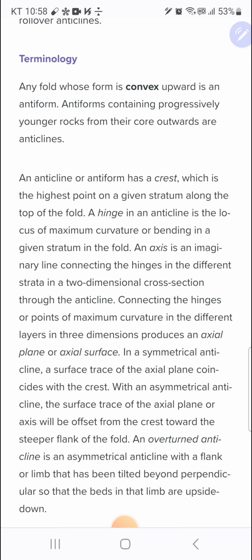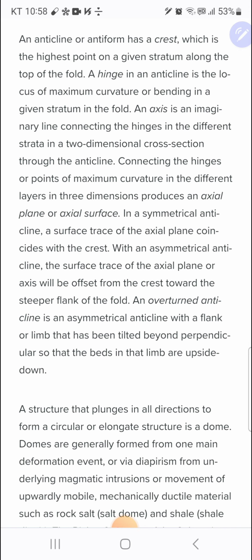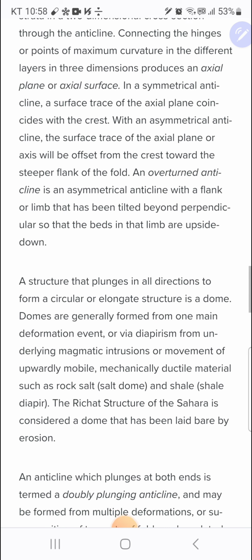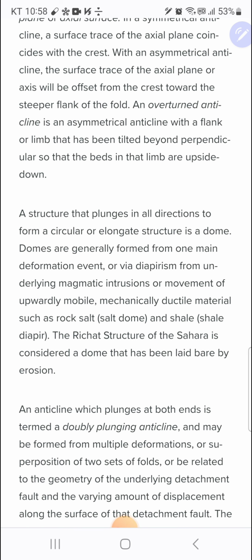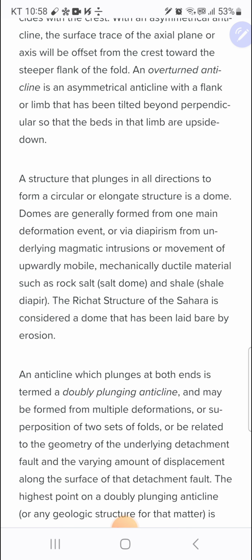An overturned anticline is an asymmetrical anticline with a flank or limb that has been tilted beyond the perpendicular so that the beds in that limb are upside down. A structure that plunges in all directions to form a circular or elongated structure is a dome.